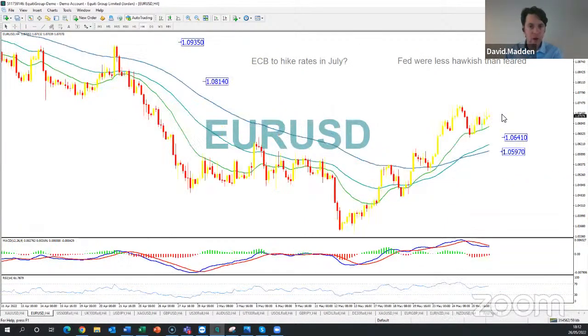If you do move lower from here, where could we potentially find support? Where could we target? We could find support from the recent low here at 1.0641. Notice how the support area here seems to be coming into play from the 20-period moving average. It acted as support here, it acted as support here, it acted as resistance here.